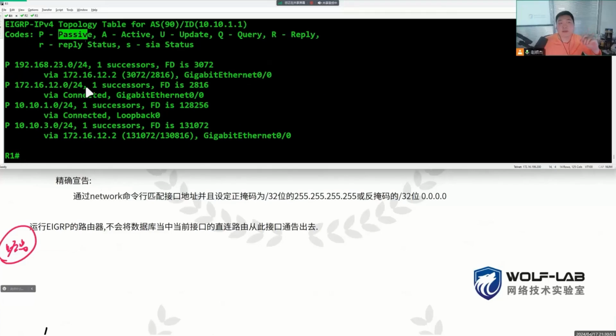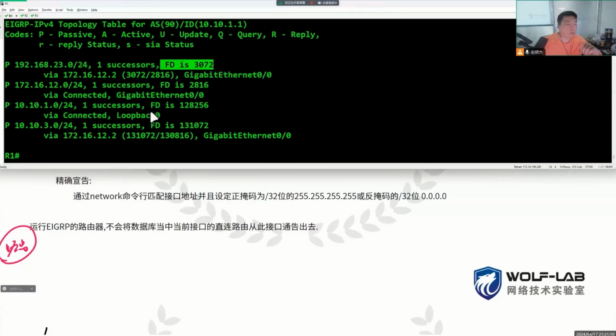R1 has all, R2 also has all route entries. Then R3 will also have all the website routes in the network. This is the benefit and advantage brought by our dynamic routing protocol. Any questions, students?